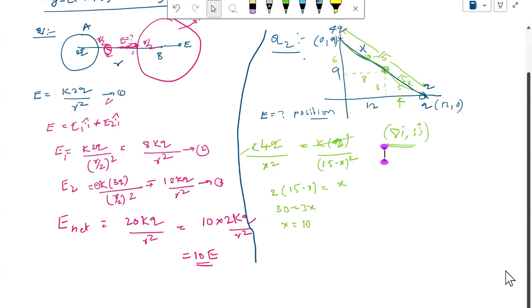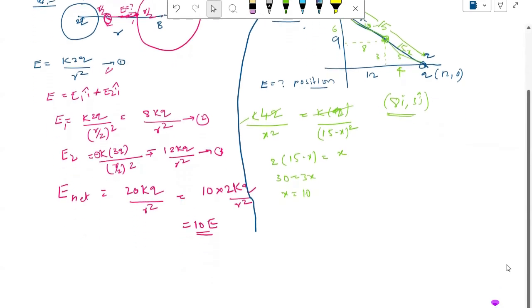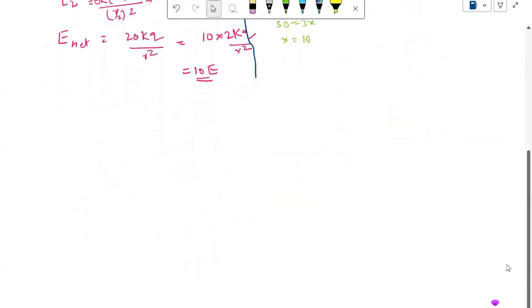So these are the questions. Next, another model of the question is where positions he will give. So question number 3, point charges.